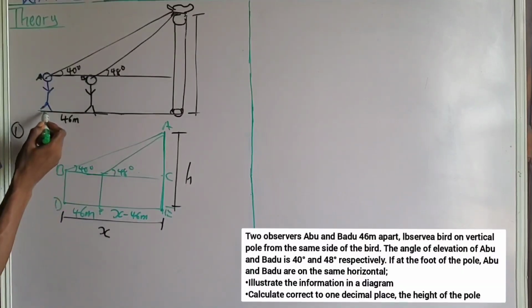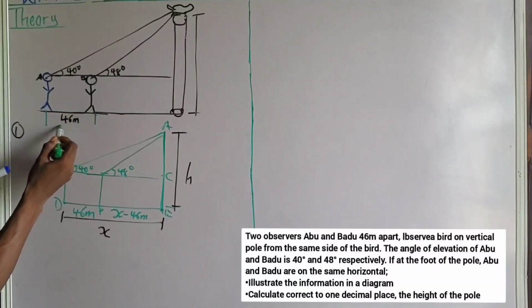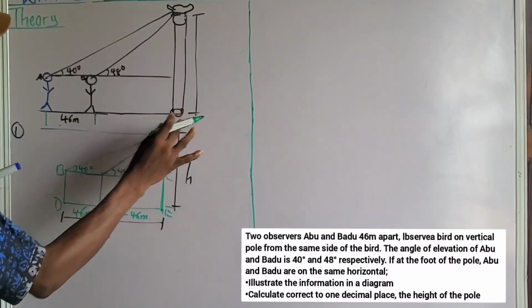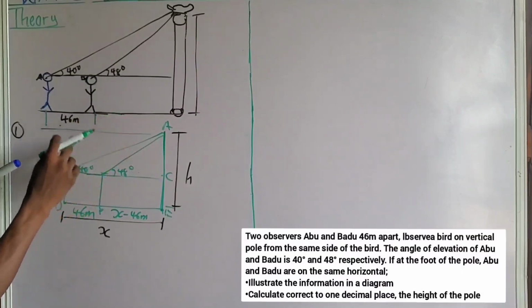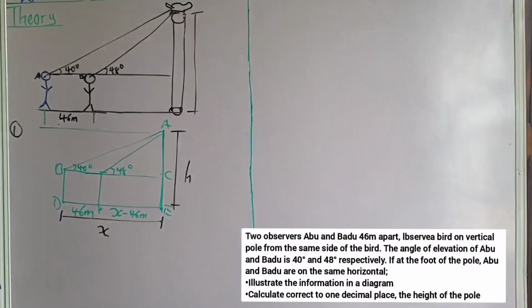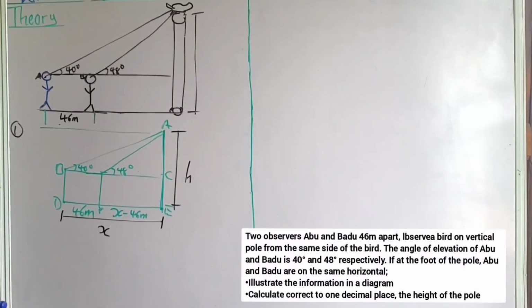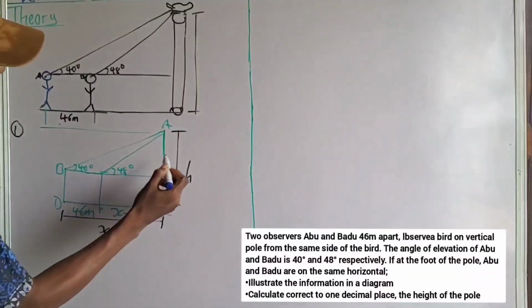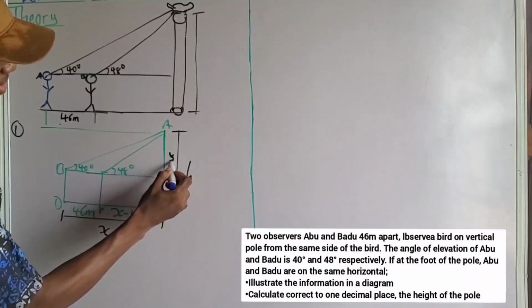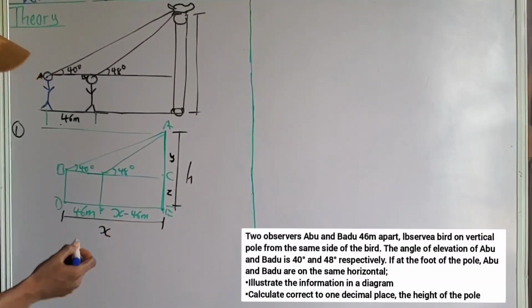Just like you are given that the distance between this point and this point is 46 meters, and we know that the total length from this point to this point is x, so this will be x minus 46 meters. Are you getting it? How can we calculate the height of the pole? Before we can, let us represent this as y and this as z.